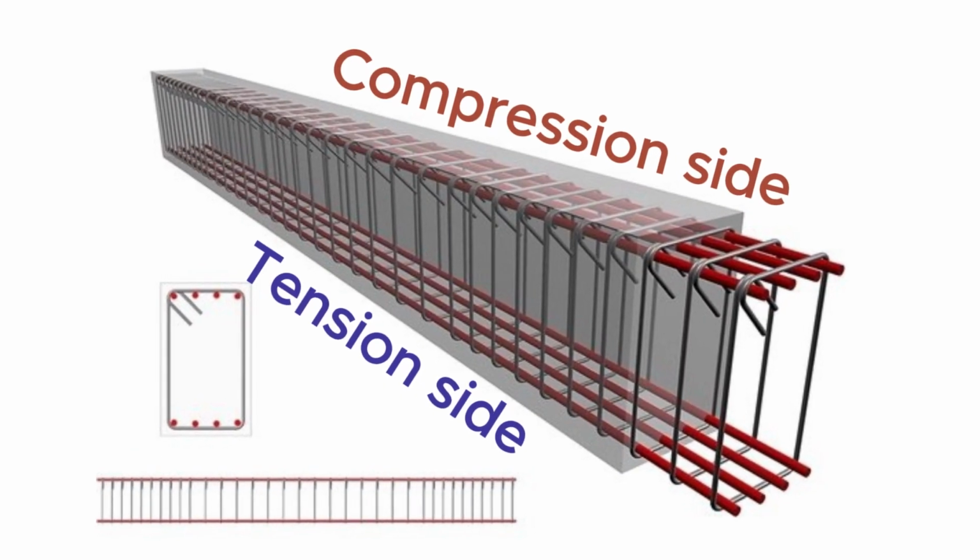This is due to heavy loads and bending moments. We call this beam a doubly reinforced concrete beam. In this tutorial, I will cover a worked example on doubly reinforced concrete beams as per Eurocode 2.